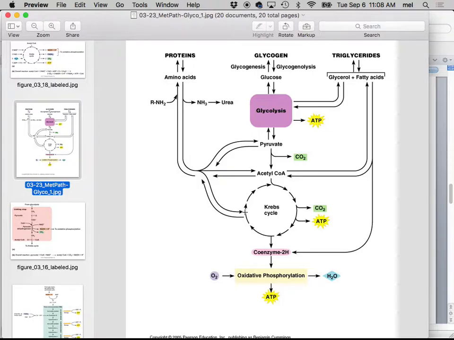Did we use oxygen? No, no oxygen. Did we generate any carbon dioxide? No, all the carbon dioxide is actually generated in the middle steps. Did we generate any metabolic water? Mm-mm. Did we generate any ATP? Yeah, we did. We generated 2 ATPs from glycolysis.